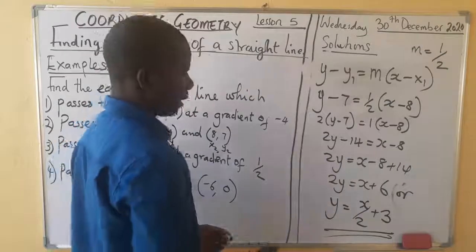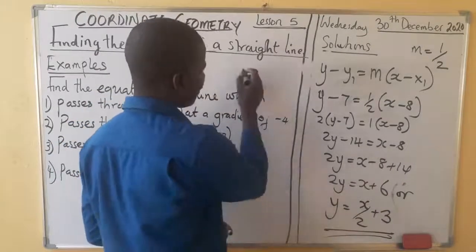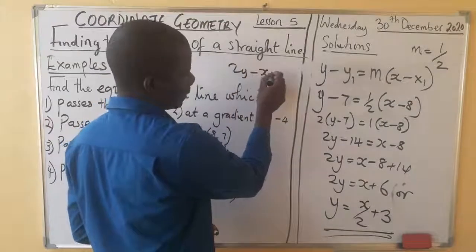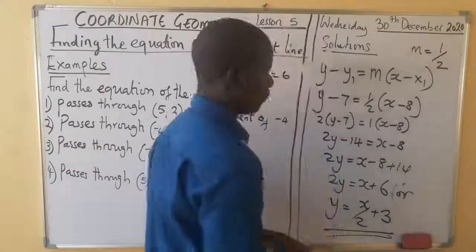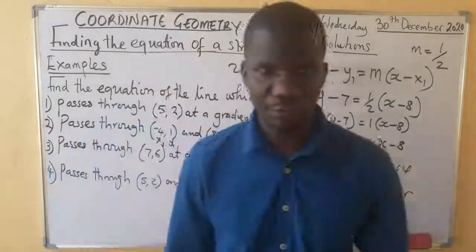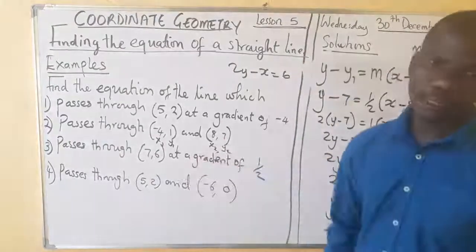Others, at this point, this one will come to the other side. You're going to have something like 2y minus x is equal to 6. It will still give us the equation that we are looking for. I hope the first 2 will help you to answer the last 2.